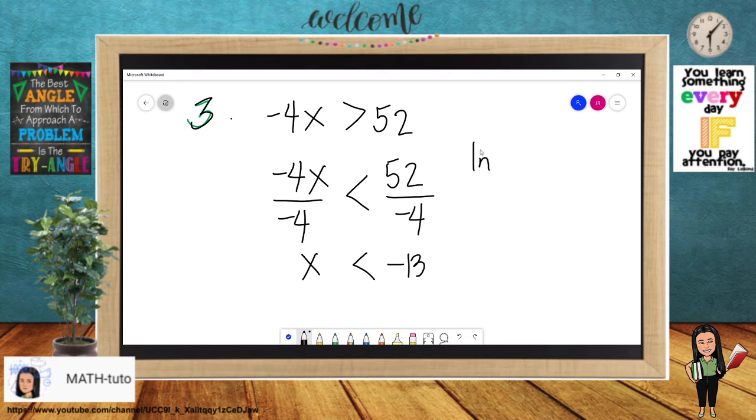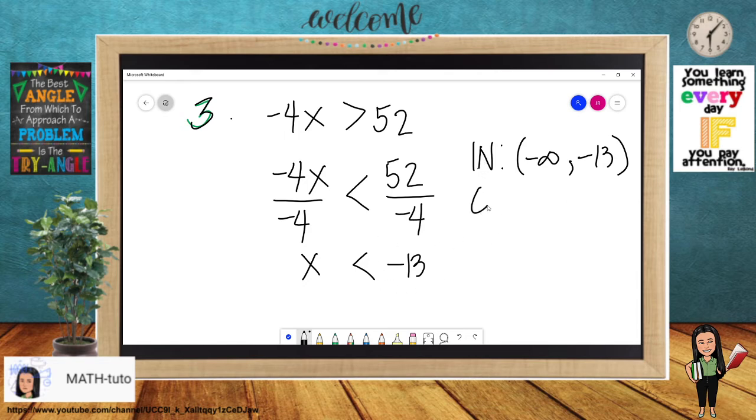In interval notation, less than -13 means we are going from negative infinity until -13, an open interval, because -13 is not included.